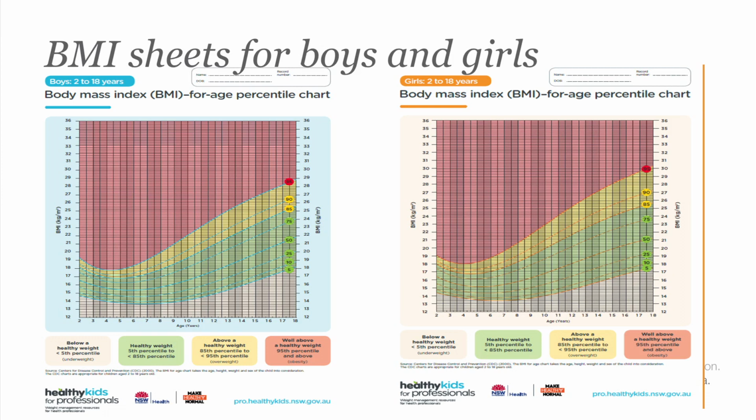Again, it uses the language of below a healthy weight, less than the 5th percentile, healthy weight 5th to the 85th percentile, above a healthy weight 85th to 95th percentile, and well above a healthy weight, which is the 95th percentile and above. So we should try and use these resources as much as possible in practice, and they are all available on the Pro Healthy Kids New South Wales website.